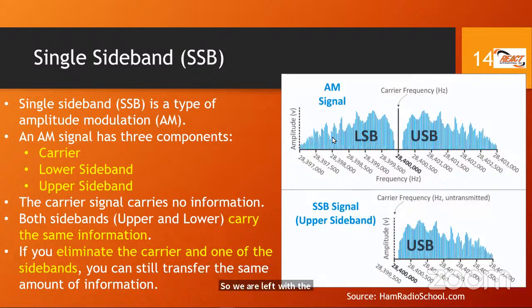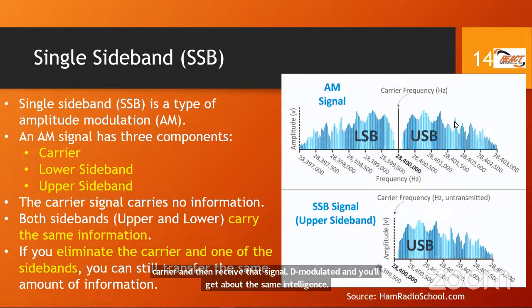And how we do that is typically through filters, right? So if we wanted to remain with the USB, we chop off, filter out the lower sideband and the carrier frequency. These are unnecessary. One sideband alone will allow you to carry enough intelligence to make out the transmission. Now, you can have double sideband, both sidebands plus the carrier, and you'll be able to hear the transmission. But you could easily get rid of the lower sideband and the carrier and then receive that signal, demodulate it, and you'll get about the same intelligence. It'll sound a little bit different, but it will be the same information.